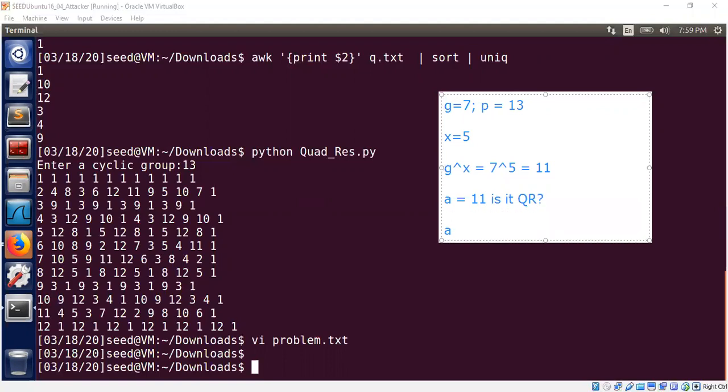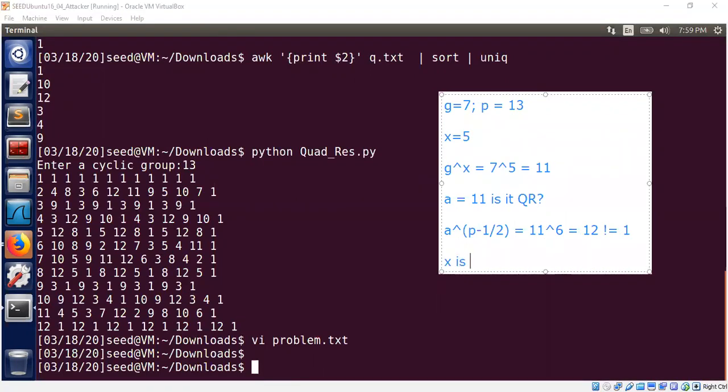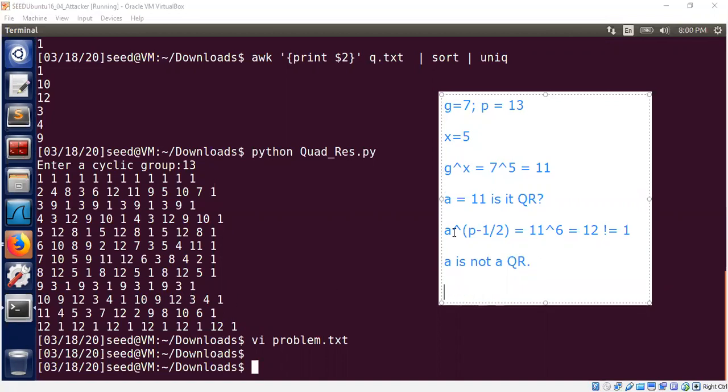Now we do a power (p minus 1) by 2, which is 11 power 6. What is 11 power 6 in mod 13? 11 power 6 is 12. Of course, 12 is not equal to 1. Therefore, we can conclude that A is not a quadratic residue. How did we get this A equal to 11? A is nothing but G power X. Therefore, we can conclude X must be odd.